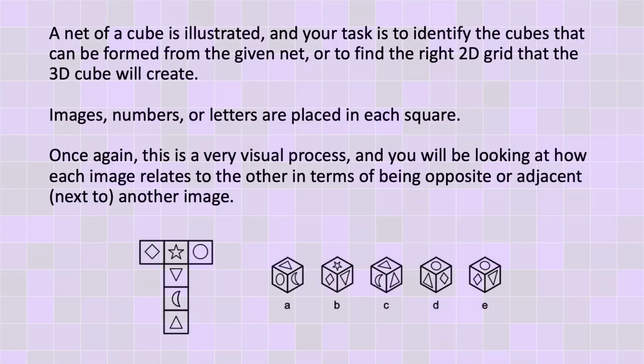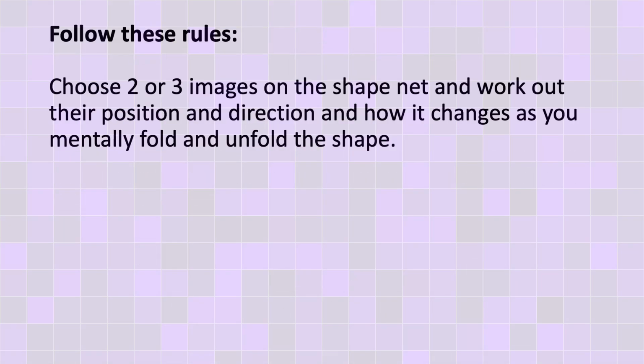Once again, this is a very visual process, and you will be looking at how each image relates to the other in terms of being opposite or adjacent next to another image. Follow these rules. Choose 2 or 3 images on the shape net and work out their position and direction and how it changes as you mentally fold and unfold the shape.